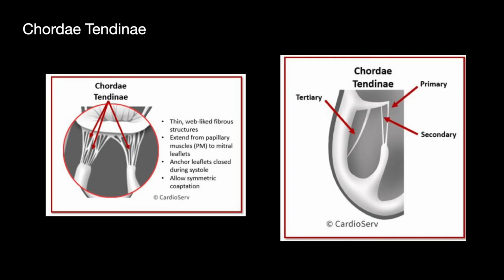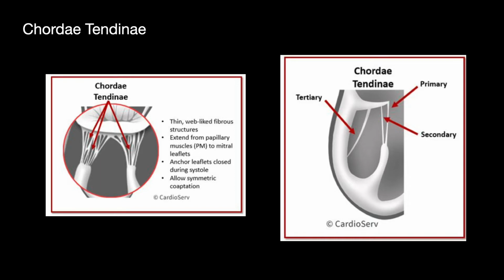There are three kind of levels, I guess, of chordae. Primary or marginal chordae attach at the leaflet tips at the coaptation line, and they attach the tips to the papillary muscles. And these are important because their function is to maintain coaptation of the mitral valve leaflets.